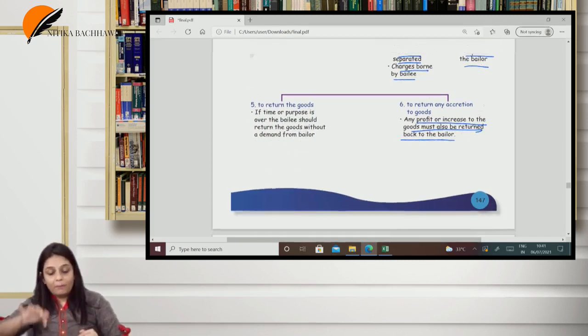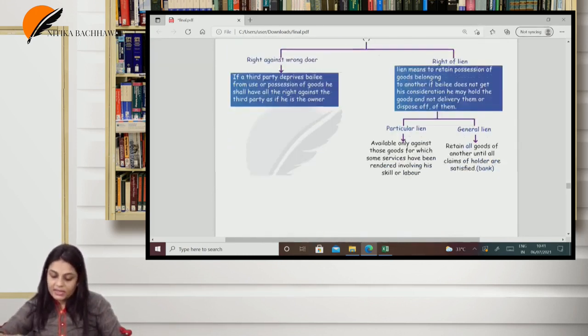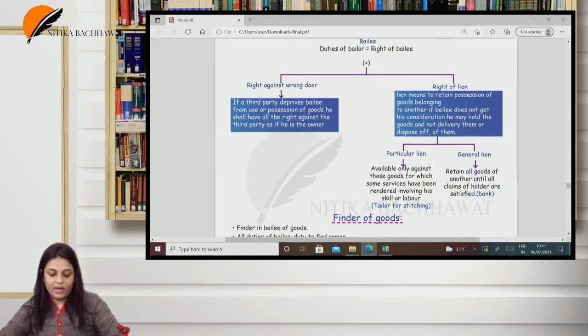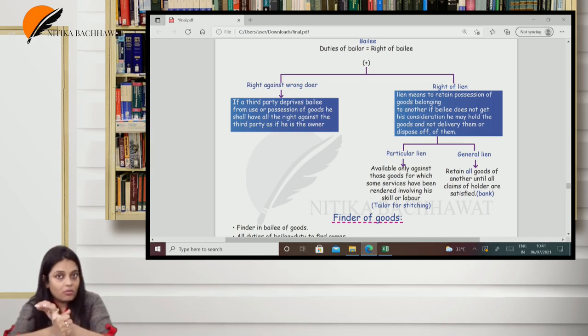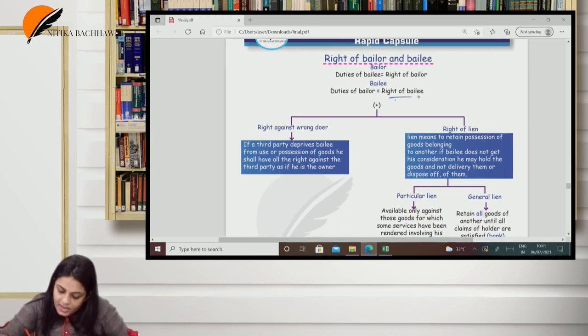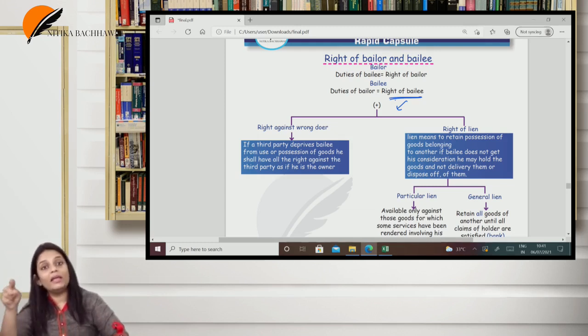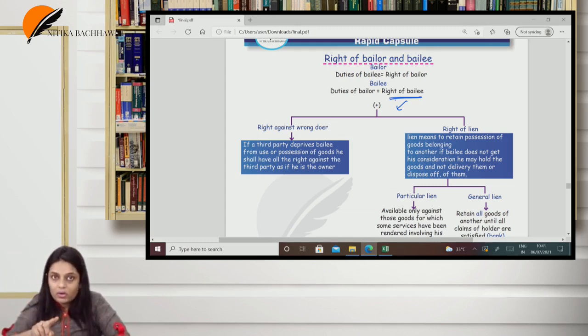Now the bailee, apart from these rights, also has certain other rights. Rights against the wrongdoer and rights of lien. Right, these are the rights of the bailee. Apart from the rights that were specified above, the bailee also has a right against the wrongdoer, and he also has a right of lien.